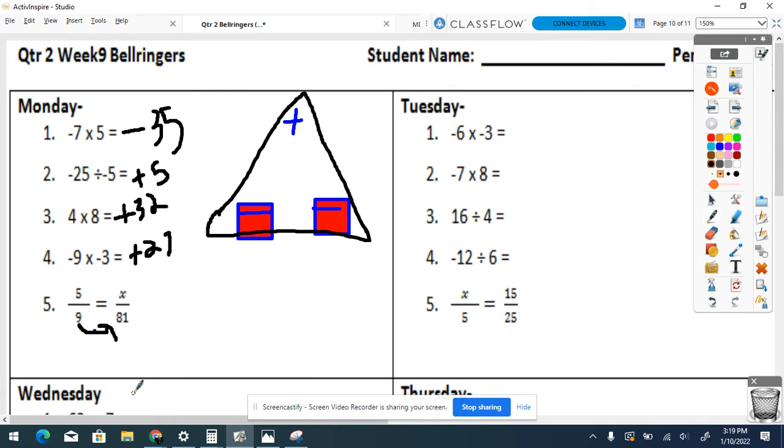So I look at 9 and 81. So you have to ask yourself, how does 9 get to 81? Or I could do 81 divided by 9. It's the same thought process. But I know 9 times 9 is 81. So if I do it to the bottom, I also have to take the top times 9. And 5 times 9 is 45.